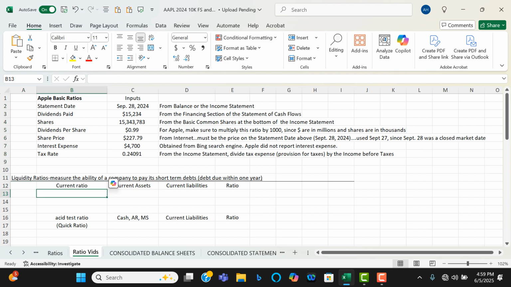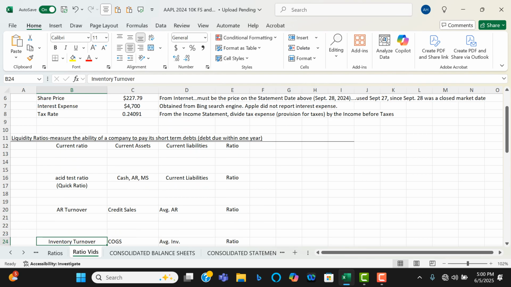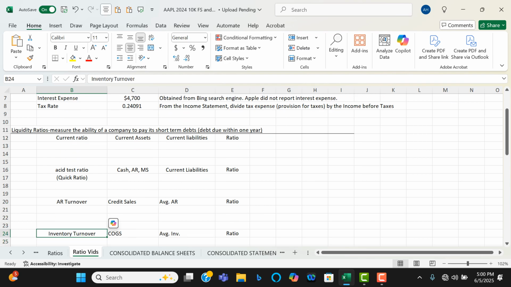Now, there's 4 ratios in this group. You've probably seen this in some other class, your basic accounting classes. Current ratio, the asset test ratio, which is also called the quick ratio. Though, when you hear those two names, they're referring to the same ratio. Then we've got accounts receivable turnover, and we've got the inventory turnover.